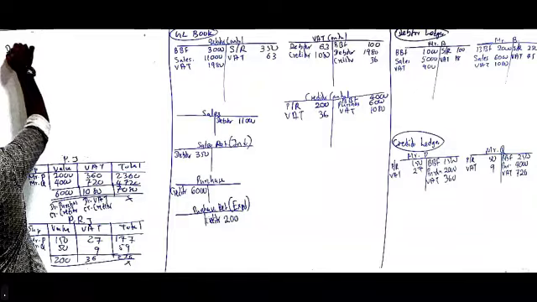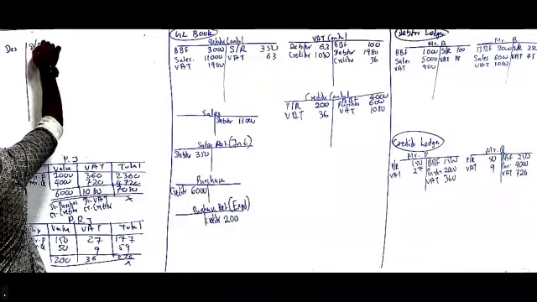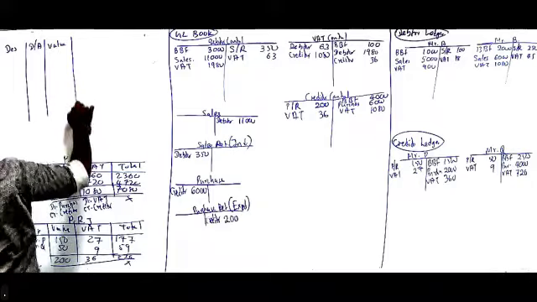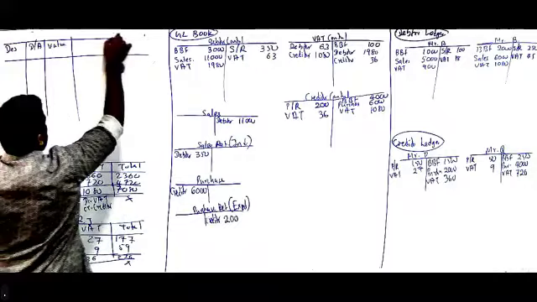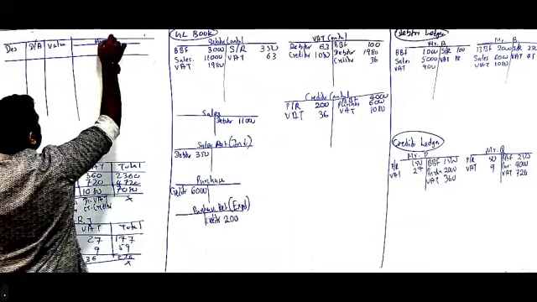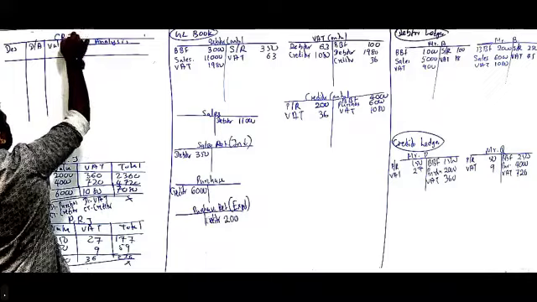Description, discount allowed, value, and the analysis columns. Keep space for analysis columns. Analysis. Cash receipt journal.